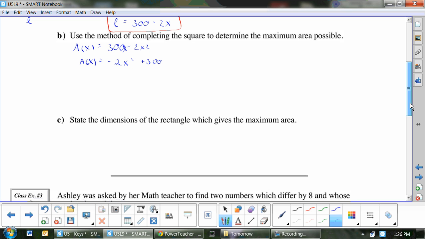And so, Justin, what's our first step? Yes, 300x. So our common factor is -2. And then we go x squared plus 150x. And we close that bracket way over there. Okay?